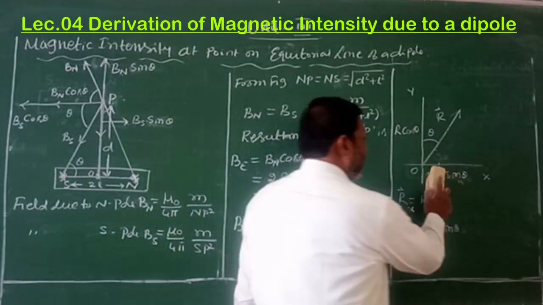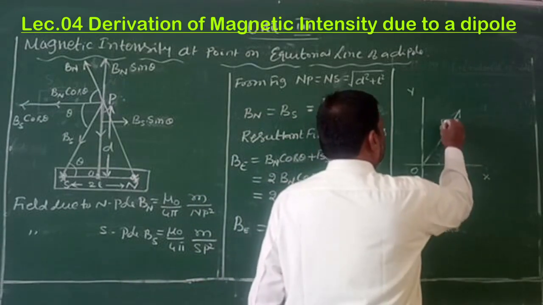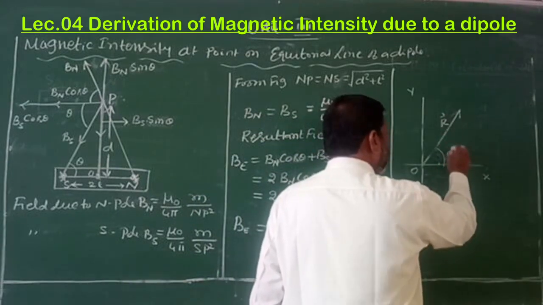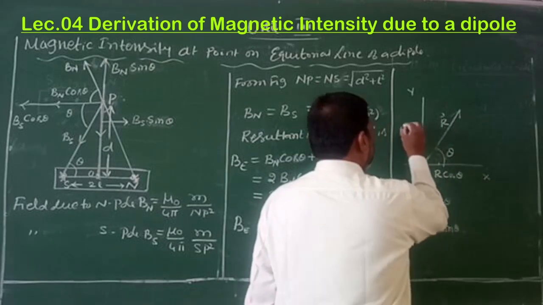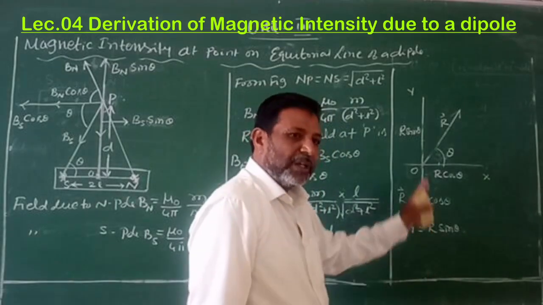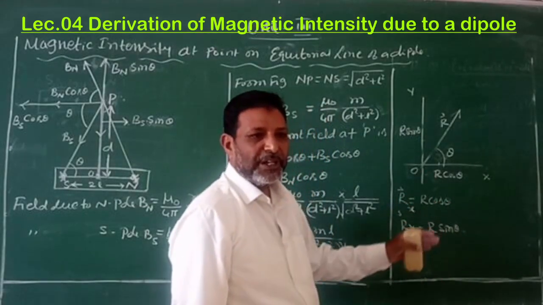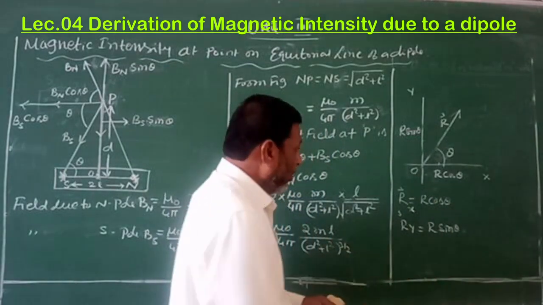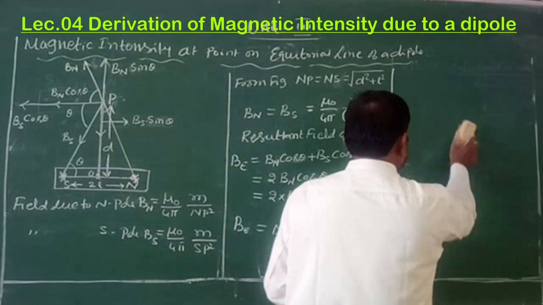Now, instead of this, suppose this vector R bar makes an angle theta with this axis, then this will become R cos theta and this will become R sin theta. These are the important points we come across in the derivation of this one. Now, let us try to understand this derivation.